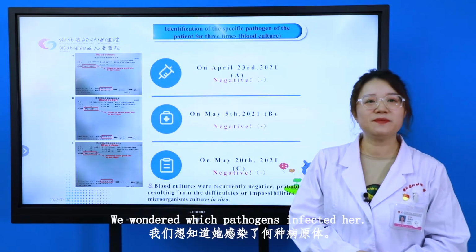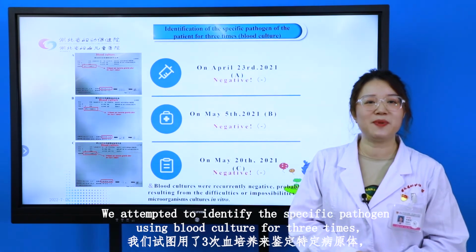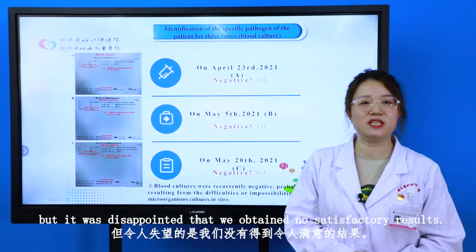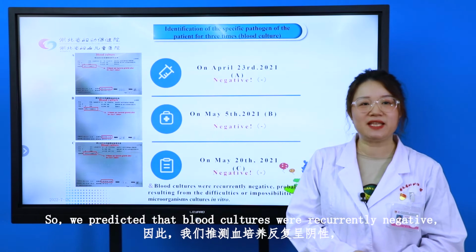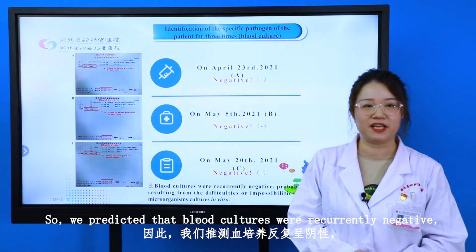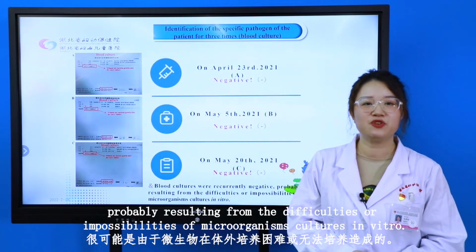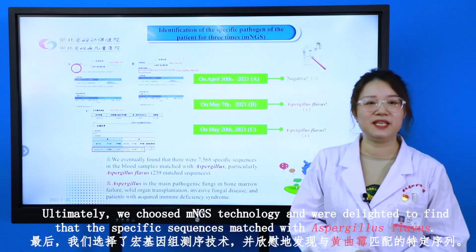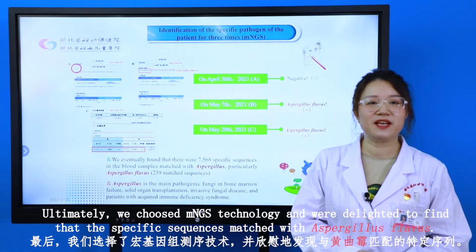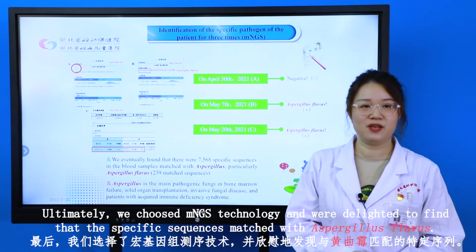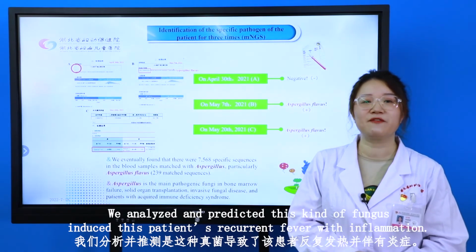We wondered which pathogens infected her. We attempted to identify the specific pathogen using blood culture 3 times, but it was disappointing that we obtained no satisfactory results. So we predicted that the blood cultures were recurrently negative, probably resulting from the difficulty or impossibility of culturing microorganisms in vitro. Ultimately, we chose the mNGS technology and were delighted to find that the specific sequences matched Aspergillus flavus. We analyzed and predicted that this kind of fungus induced this patient's recurrent fever with inflammation.